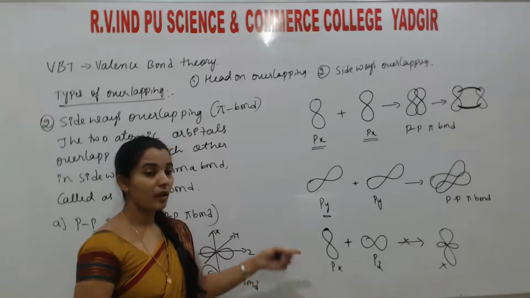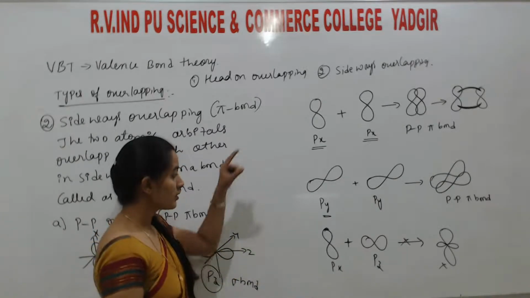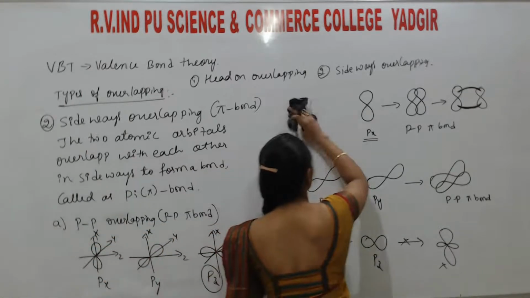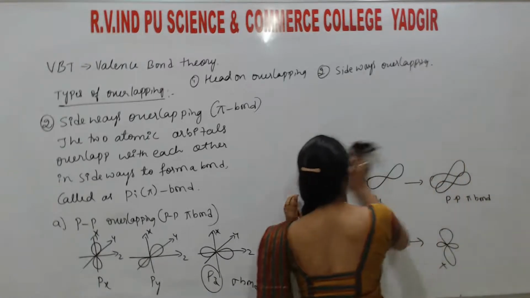Are you getting? And also in the pi bond, only one type is there, that is the pp pi bond. So s orbital cannot form a pi bond. They form only sigma bond. But p orbital forms sigma as well as pi bond. Okay. So based on this, I'll explain the structure of O2 molecule.